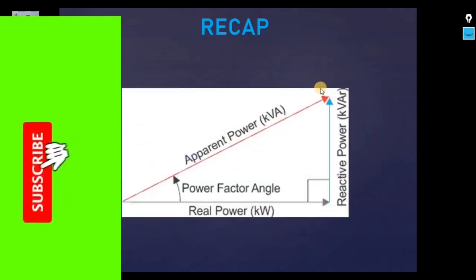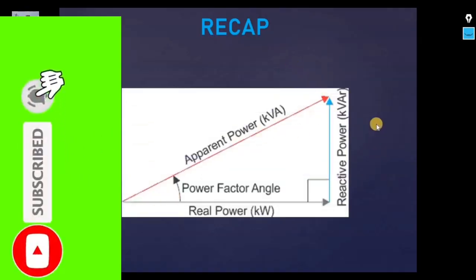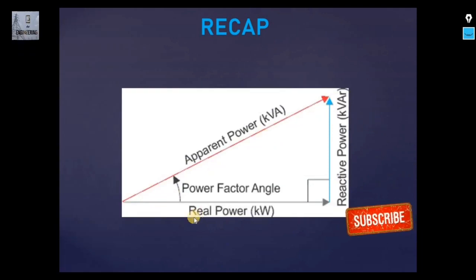Just remember that this triangle is called the power triangle, where this base is the real power or kilowatt power, this perpendicular is the reactive power or kVAR power, and the resultant power, which is the hypotenuse of the triangle, is the apparent power or the kVA power. And this angle is called the power factor angle or the phi angle.